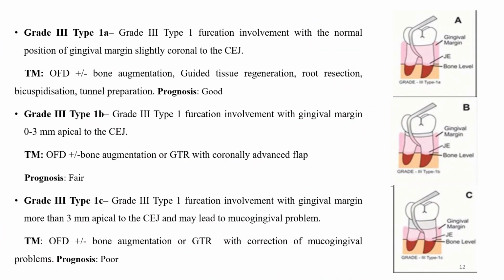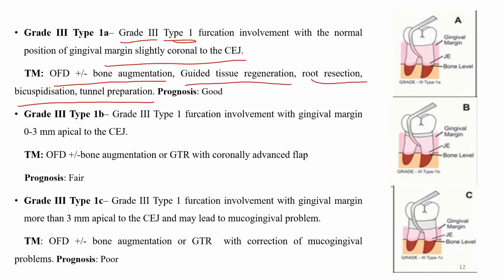Now, grade 3 type 1A. Here all the characteristics of grade 3 are present: through and through furcation involvement. Type 1 means only horizontal bone loss is there. But type 1A, small a, denotes the position of the gingival margin, which is slightly coronal to the CEJ. Here treatment options can be OFD with or without bone augmentation, GTR, root resection, bicuspidization, tunnel preparation. Prognosis is good here.